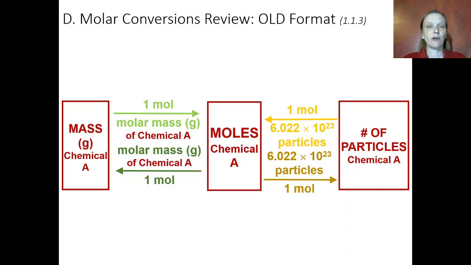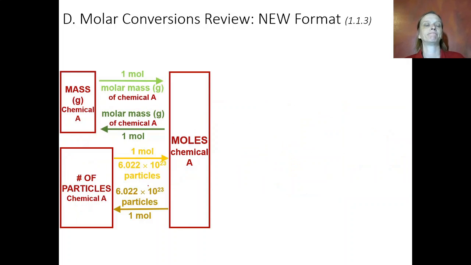I'm going to take this diagram and I'm going to rearrange it. It's the exact same diagram, just in a different format. This still shows me that if I go from mass to moles, I divide by the molar mass and multiply by 1 mole. If I go from, I don't remember which example I did before. I think I did moles to particles. I divide by 1 mole and I multiply by Avogadro's number.